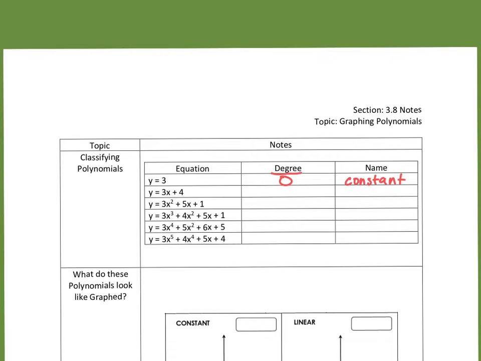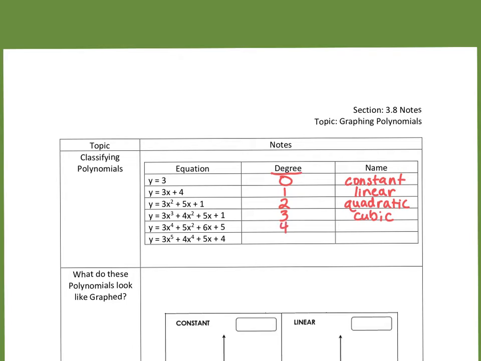Now we have y equals 3x plus 4. We can see that we have an x, that's our variable. It's to the first power, so that degree would be 1. We would call this linear, because if we graph this, it would just be a straight line, okay? We then have y equals 3x squared plus 5x plus 1, getting a little lengthier here. We can see that our highest exponent is 2, so that is our degree. And we would call this quadratic. We know how to graph those by now. Then we have 3x to the third, so the third power is our highest degree, so we'll put 3 there. We call these cubic functions.